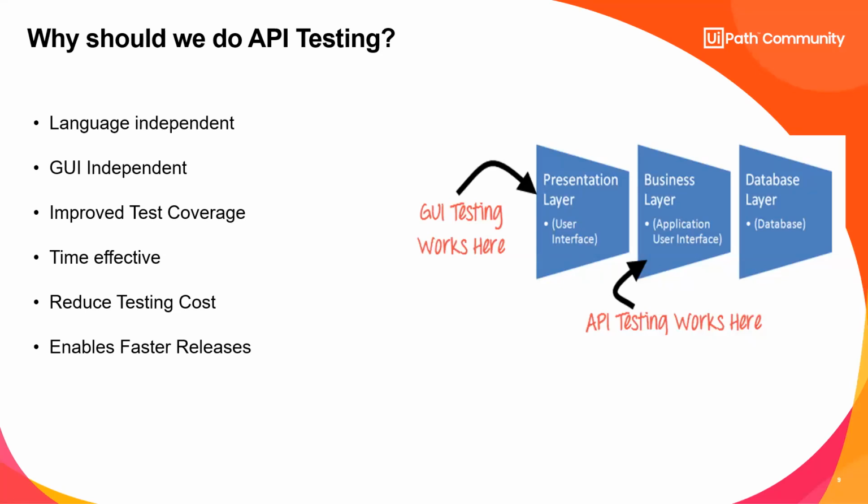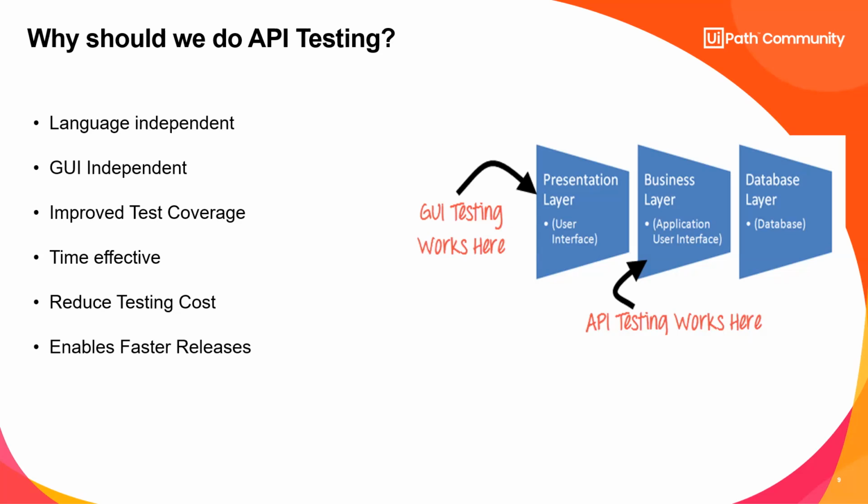The next one is reduced testing cost. With API testing, we can find minor bugs before the GUI testing. And you never know, these minor bugs can become bigger during the GUI testing. So finding those bugs while performing API testing is very cost effective. So it reduces the testing cost. And then it enables faster releases. As it is not dependent on the GUI, it works in the backend.